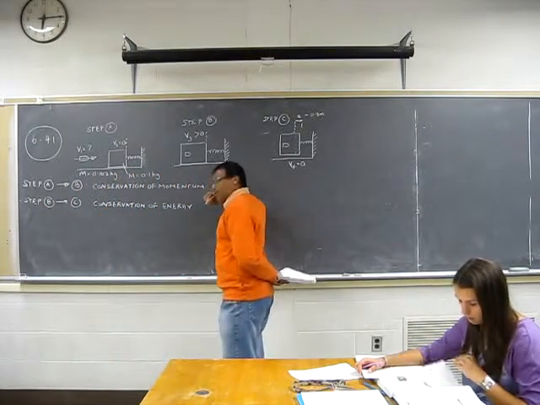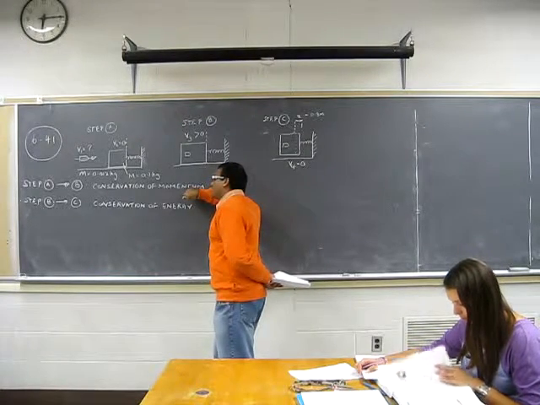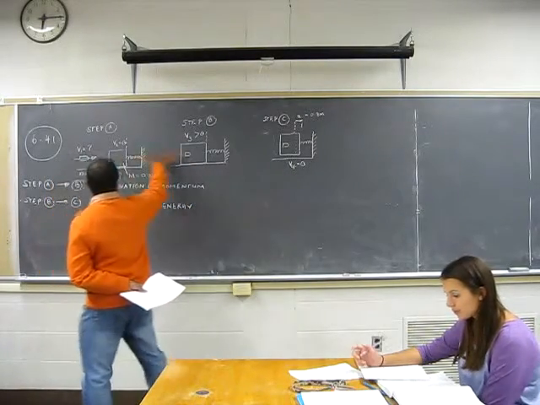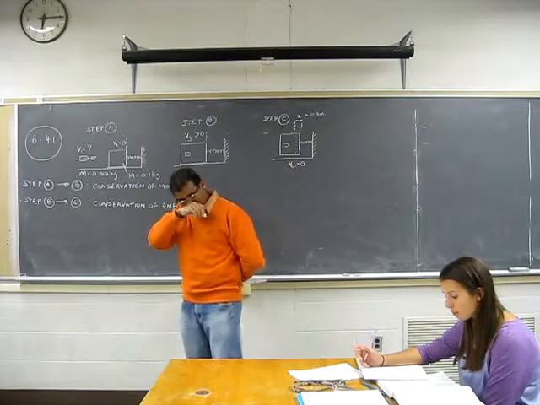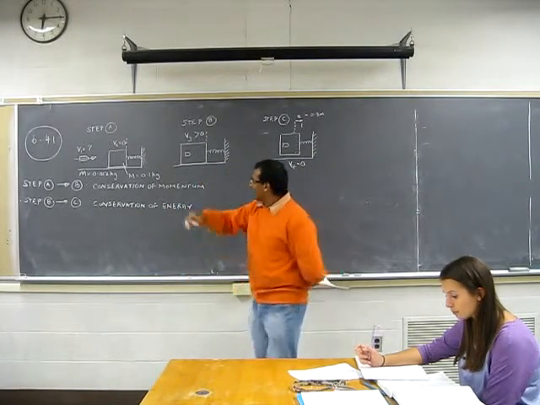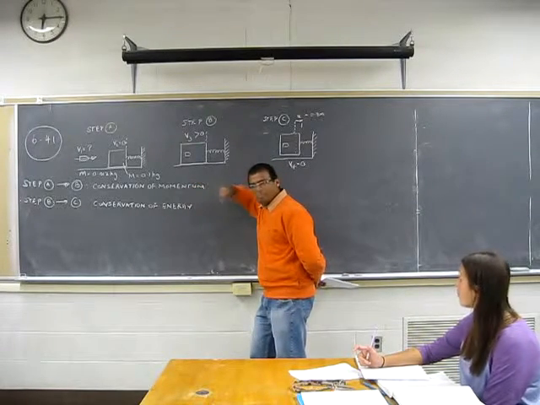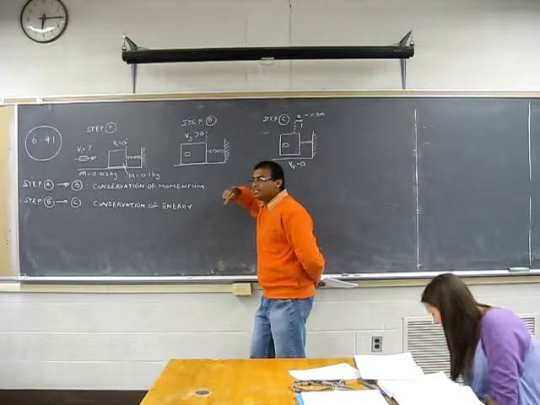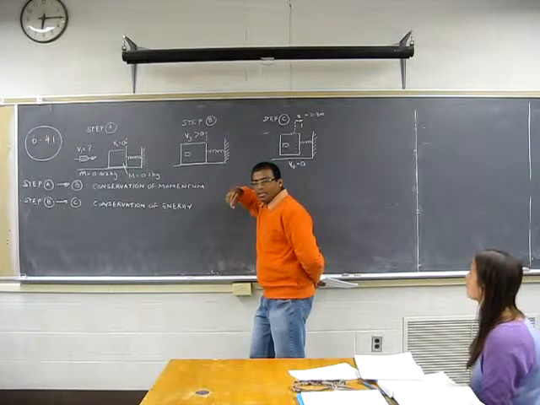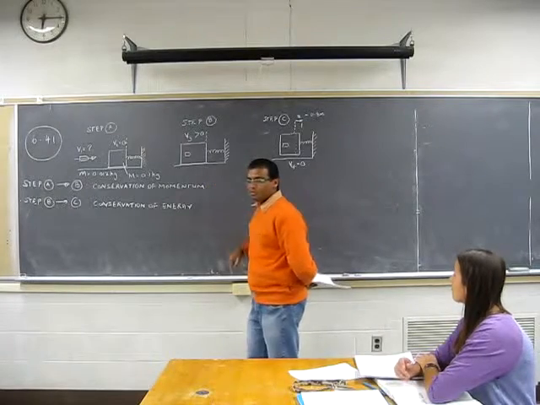Now, why can we not apply conservation of energy for step A to B? In other words, the bullet going into the wood. Energy is lost. So we cannot say that conservation of energy is valid for this particular case. So we only have one conservation law, that is conservation of momentum.